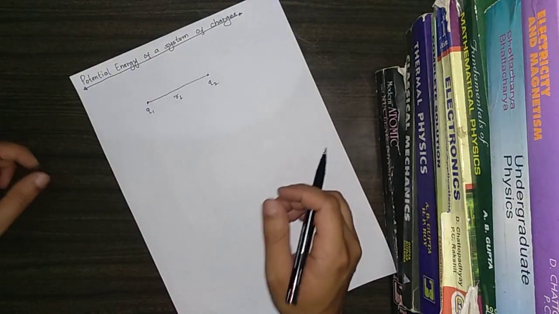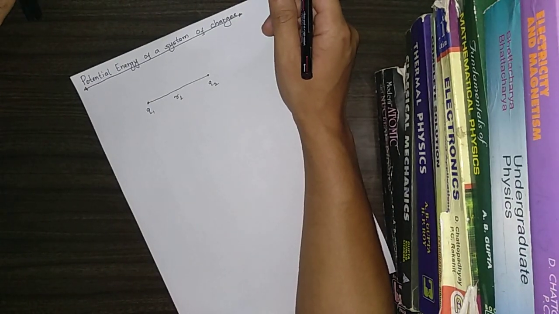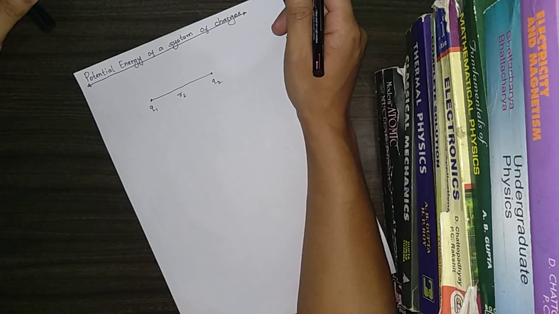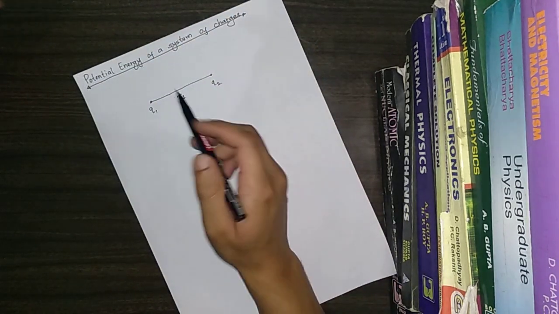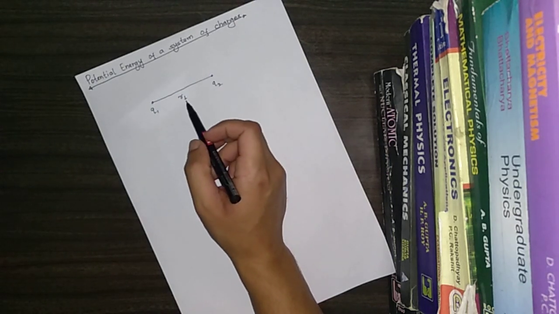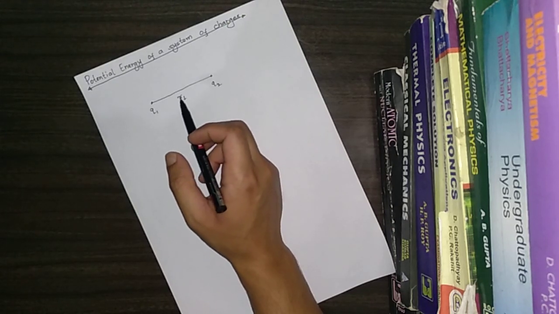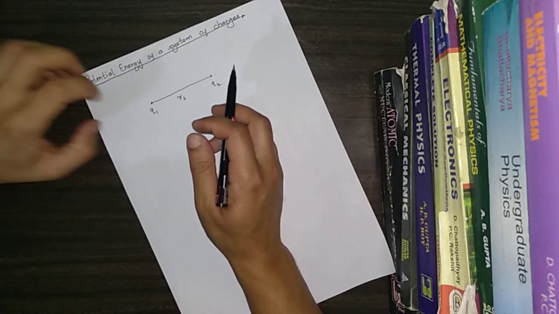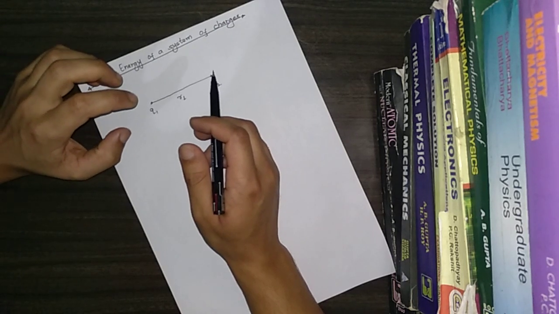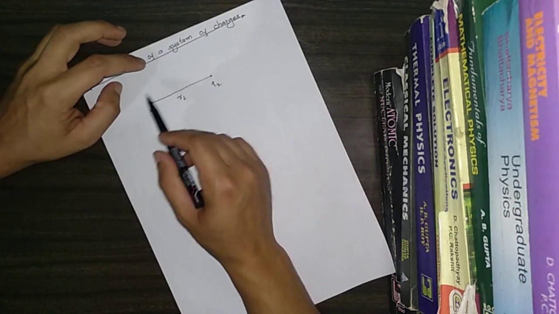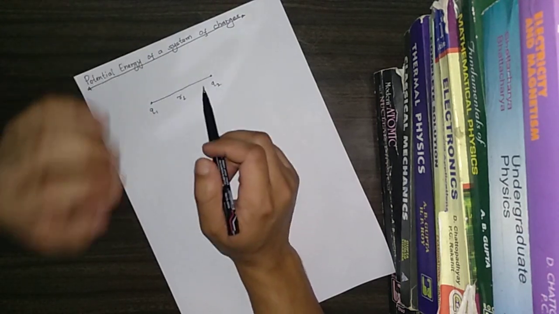So in this video, we are going to study potential energy of a system of charges. Let us consider firstly two point charges Q1 and Q2 separated by some distance R1. So in this lesson, we are going to calculate the potential energy of this particular system.